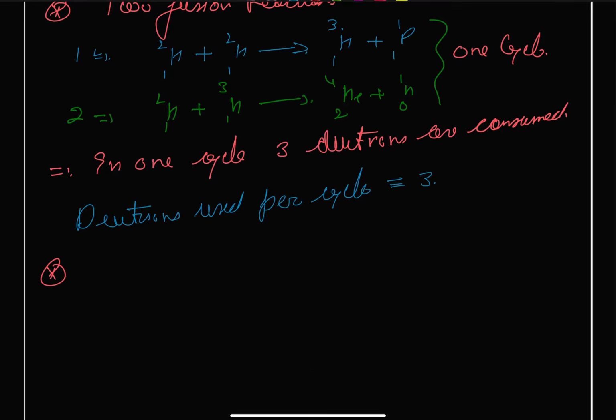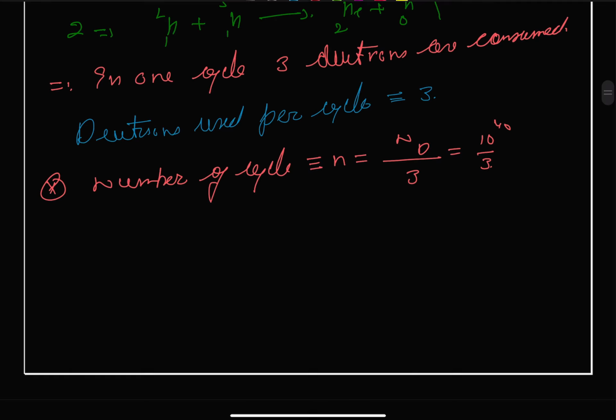So the number of cycles, suppose that is given as small n, will be equal to the total number divided by the number used per cycle, that is 3. So this comes as 10 to the power 40 divided by 3. So we get that the total number of cycles, n, is equal to 3.33 into 10 to the power 39.